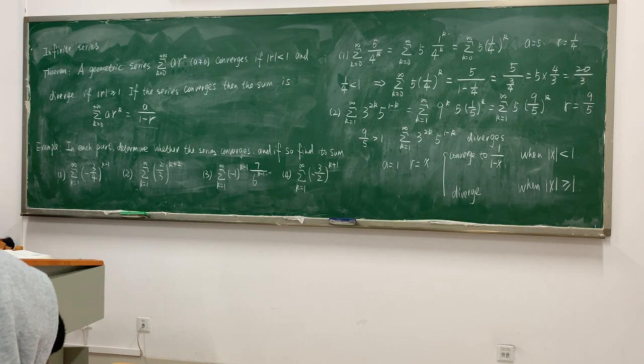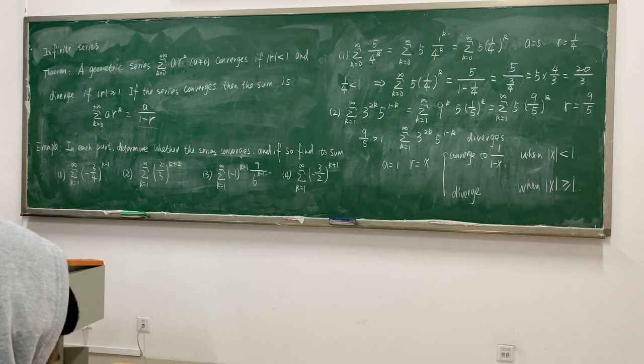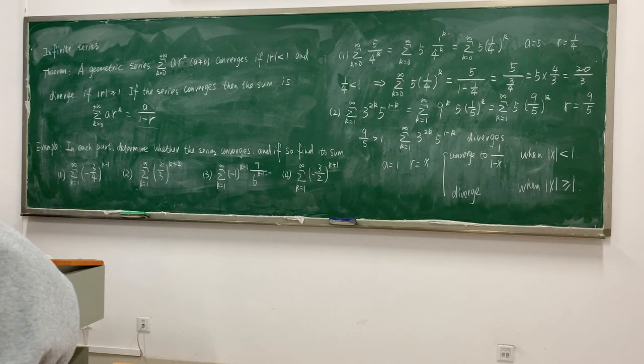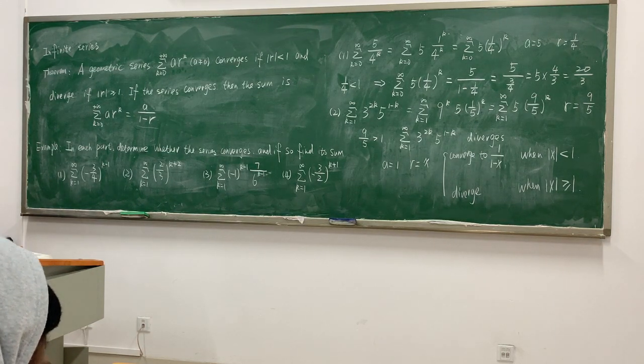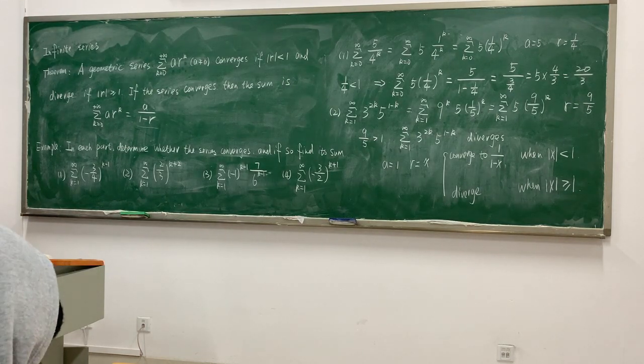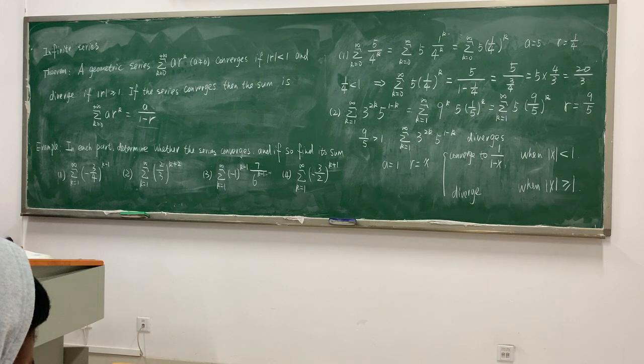A equal to 1. So what's the ratio? Minus 3 by 4. So the ratio is absolutely less than 1, so it converges. Converge to what? Converge to A by 1 minus R. So what is the result?